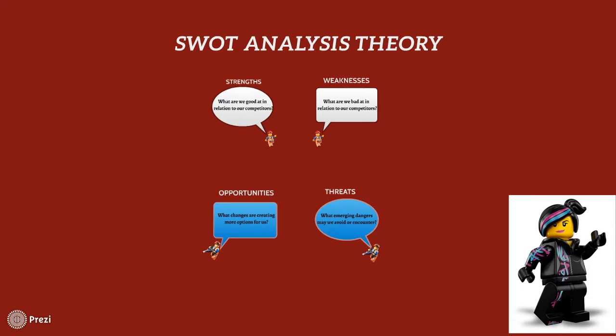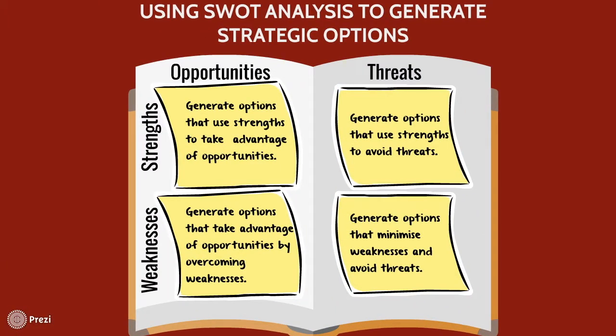This is the theoretical foundation regarding SWOT analysis. Now we will explore the uses of SWOT analysis. As you can see, the strengths and weaknesses can be set against the opportunities and threats, generating various different strategic options. Strengths and opportunities generate options that use strengths to take advantage of opportunities. Weaknesses and opportunities generate options that take advantage of opportunities while overcoming weaknesses. Strengths and threats generate options that use strengths to avoid threats. Weaknesses and threats generate options that minimize weaknesses and avoid threats.